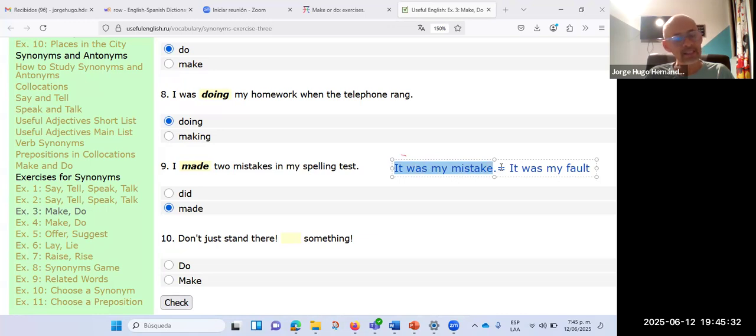Remember, there are some expressions that you can say in different ways. There are 2 or 3, but one of them is the most common one. For example, in this case, the most common one is it was my mistake. But you can also hear it was my fault.